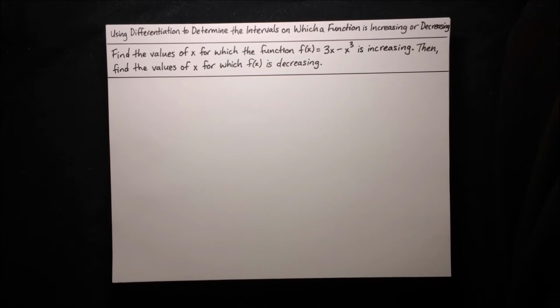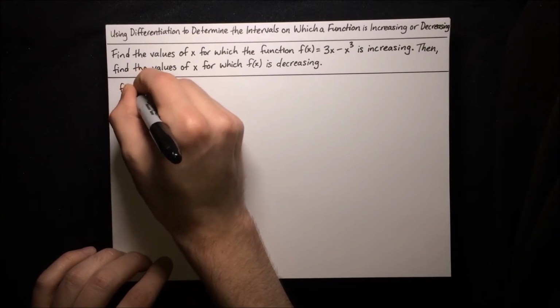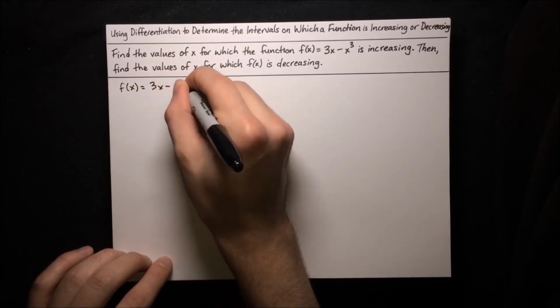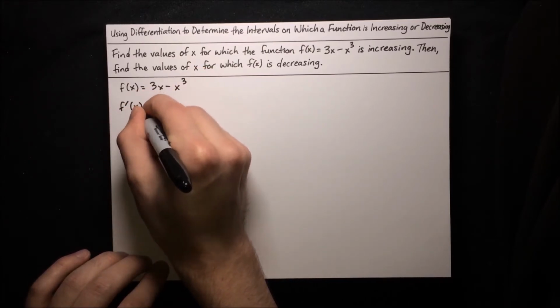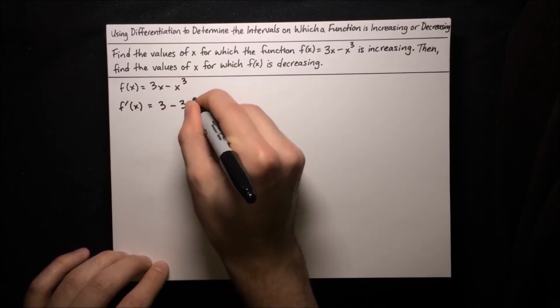The derivative represents the rate of change or the slope of the function, so a positive derivative means the function is increasing, whereas a negative derivative means the function is decreasing. So the very first thing we want to do is compute the derivative. We're given the function f of x, it's equal to 3x minus x cubed, and this is pretty straightforward to take the derivative. F prime of x is equal to 3 minus 3x squared.